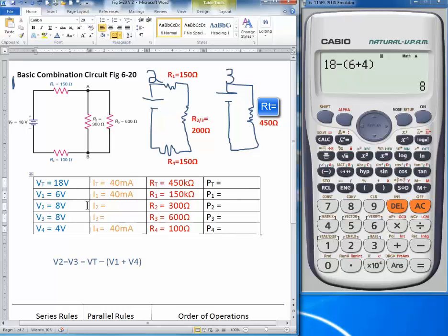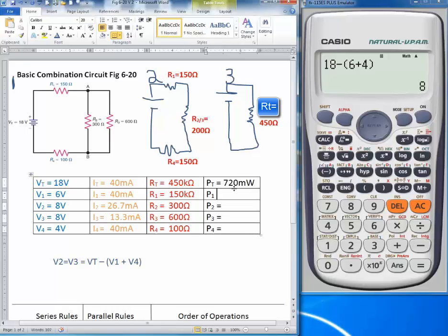Why is that? Because voltage stays the same in parallel. Once again, I've got 2 out of 3 here, 2 out of 3 here, so I can solve for I2, and I2 would be 26.7 milliamps, and I3 would be 13.3 milliamps. Now that I've got all of these values calculated, I can find my PT using the power formula. PT is equal to IT times VT, so PT is going to be 720 milliwatts.